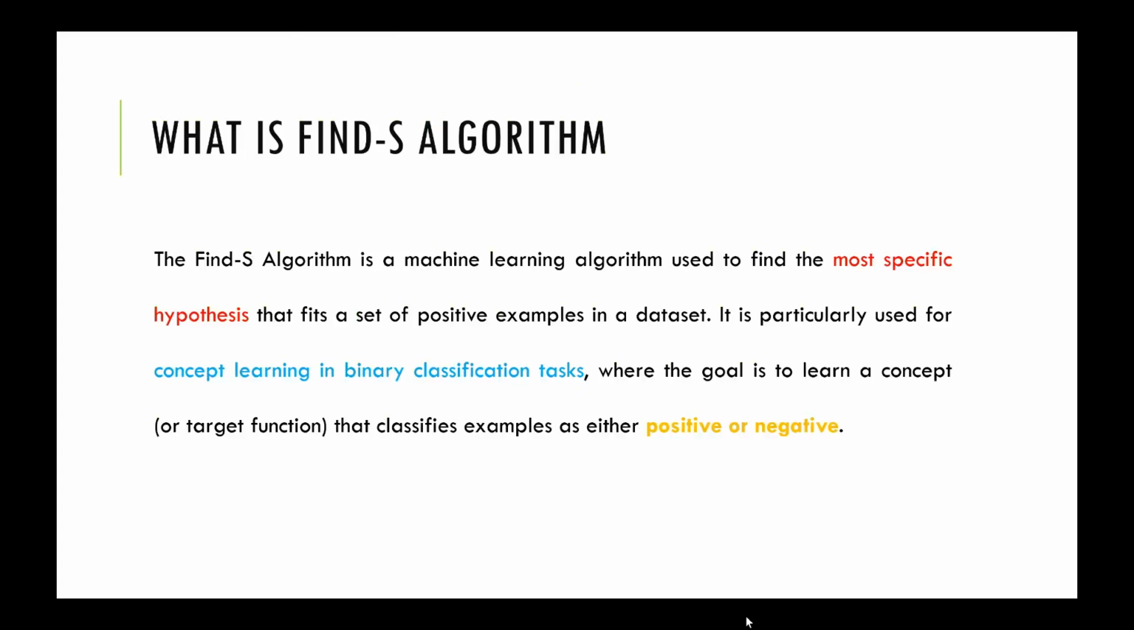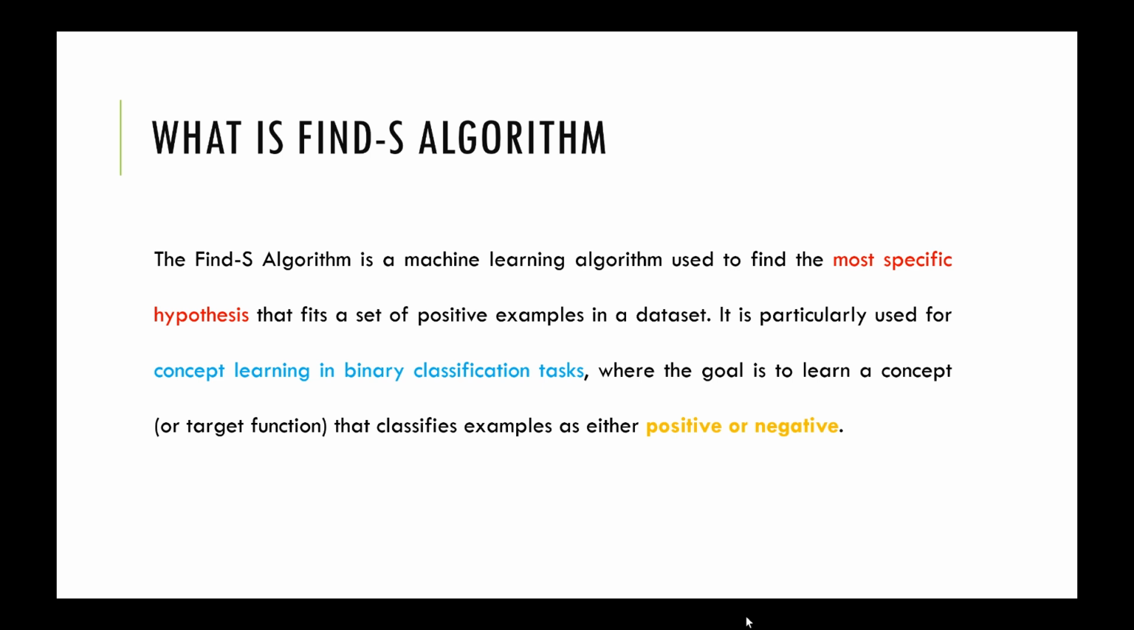The Find-S algorithm is a machine learning algorithm used to find the most specific hypothesis that fits a set of positive examples in a data set. That means the data set contains positive and negative labels. Here, an example is nothing but a record. In the data set, we may have 10 or 5 records, and in that we have some positive labeled and a few negative labeled.